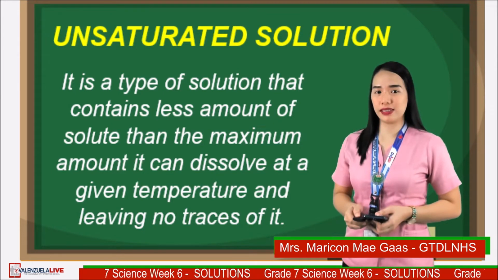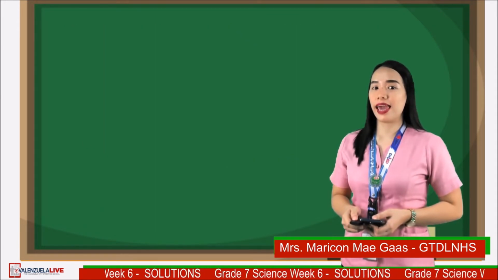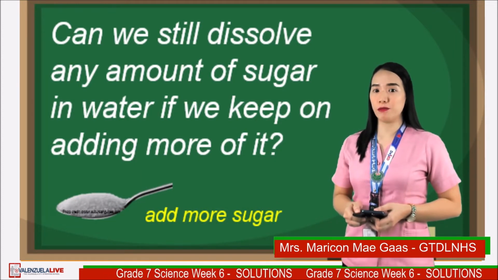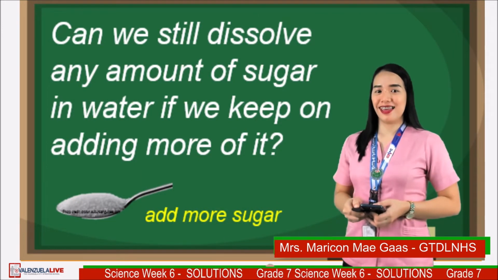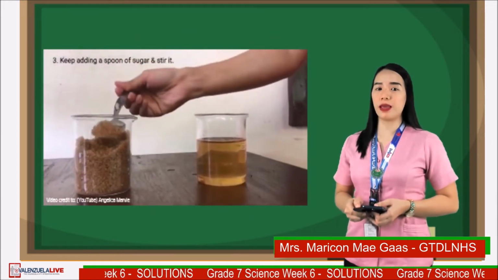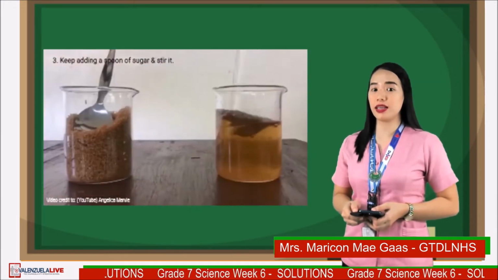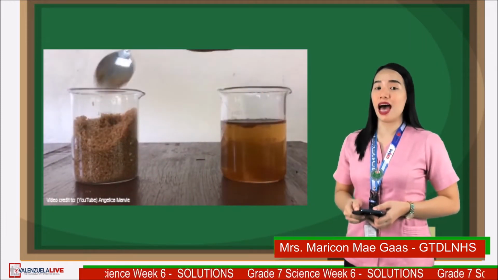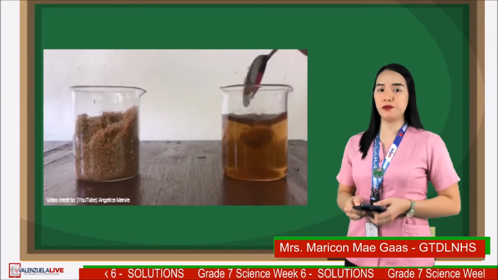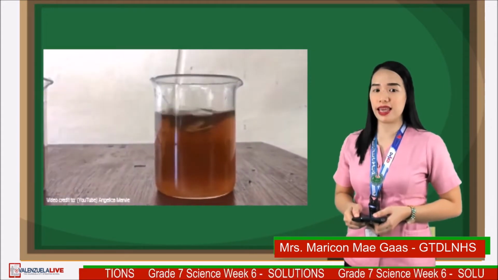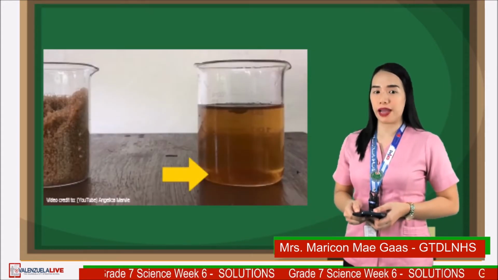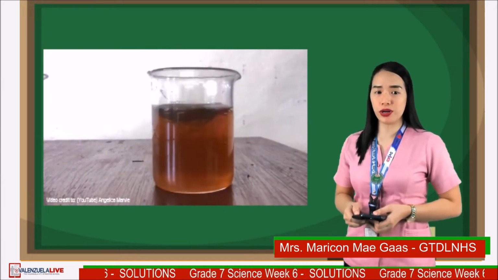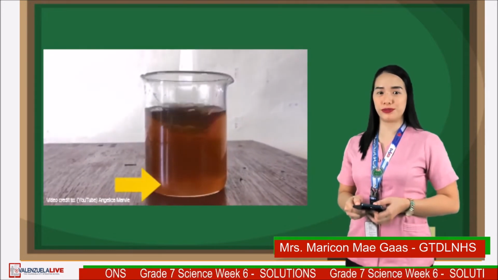The question is, can we still dissolve any amount of sugar in water if we keep on adding more of it? This time, we are going to keep adding a spoonful of sugar in the water and stir it. Notice, after adding a few spoons, the sugar starts settling at the bottom of the beaker despite continuous stirring. At this stage, no more sugar dissolves in the solution.